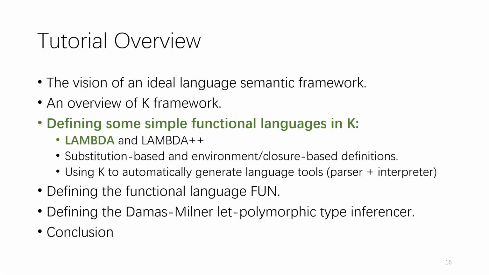It is well known that functional languages can be given a formal semantics based on substitution, or given a formal semantics based on environment or closures. So K is neutral here, and we can support both styles in K. And in this tutorial, we'll do both. We'll do the substitution-based semantics first, and then we extend the feature callcc, where we shift to the environment-based style. So we can see both styles here in K.